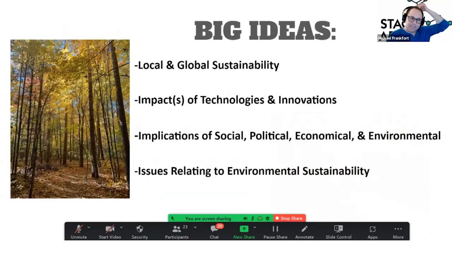And the big ideas that we can look at is the local and global sustainability. That idea that if you want to interact with nature, you don't have to go to a forest. You can interact with nature just in your own backyard. What are the impacts of technologies and innovation? What are the implications from a social, political, economical, and environmental perspective? And what are the issues that relate to environmental sustainability?